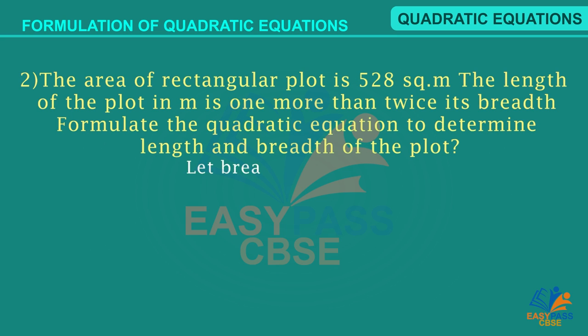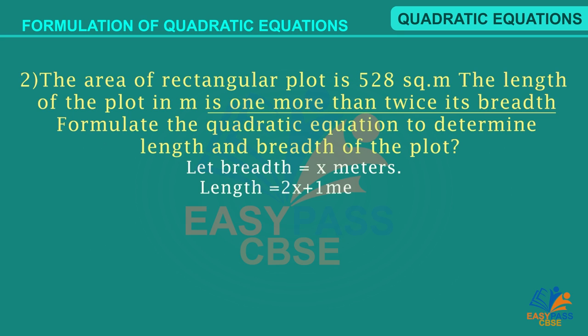Now, let the breadth of the plot be x meters. It is given that the length of the plot is 1 more than twice its breadth. So, twice the breadth is 2 times x. By adding 1, you get 2x plus 1. Therefore, length is equal to 2 times x plus 1 meters.